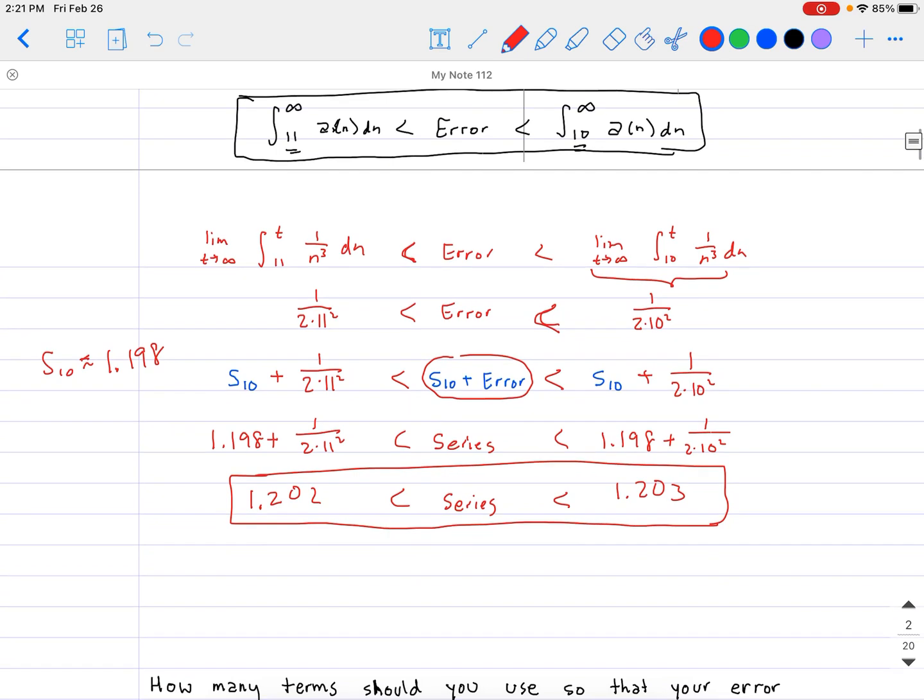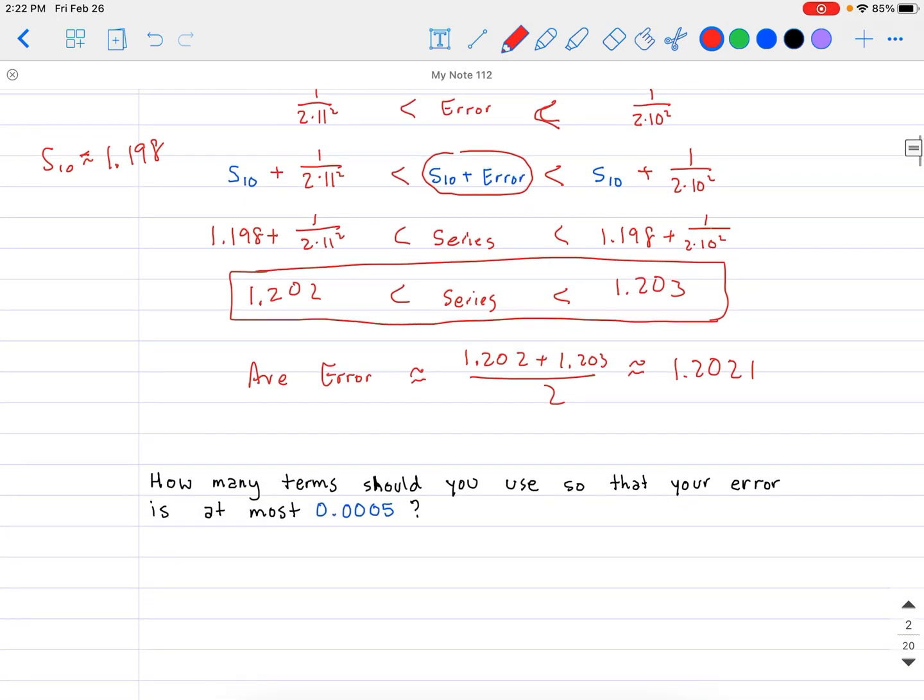Sometimes people say that the error would then be approximately the average of the two. So the error, which is going to be the average error that we're referring to, is going to be 1.202 plus 1.203 divided by 2. And it comes out to be 1.2021, actually, if we were to use more decimal places. All right, so that is how we solve for the error.